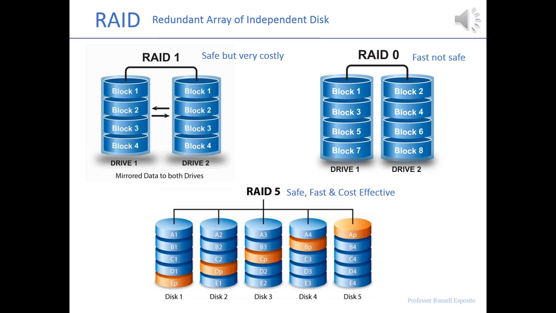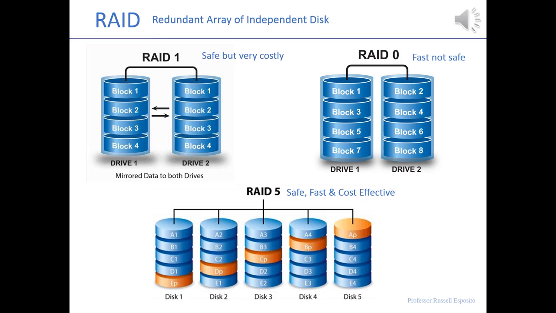RAID 0 is a concept to speed things up. It's fast but not safe. And here's where we're going to introduce the concept of striping. Block 1 is on one drive, block 2 is on the second drive, block 3 is on drive 1, block 4 is on drive 2. It's very fast because you can pull data out quickly, accessing two streams of data instead of one stream of data. So it's very fast, but it's not safe. If you lose block 4, you lose block 4. You have to recover somehow with a backup of your data.